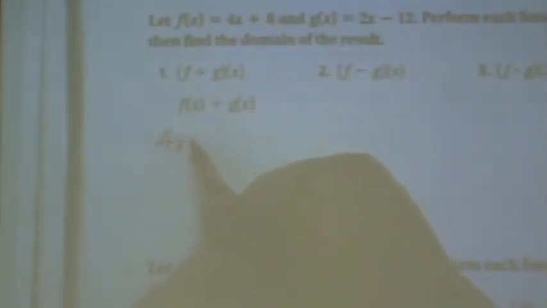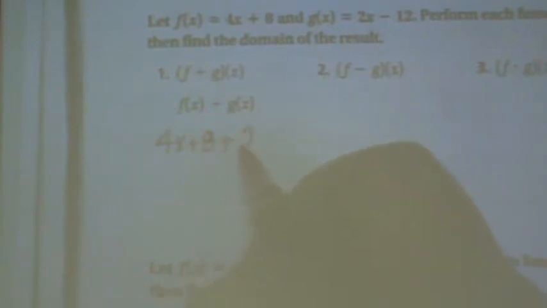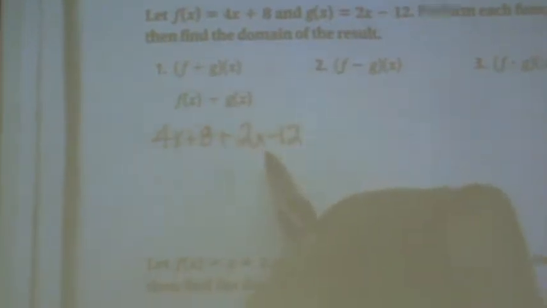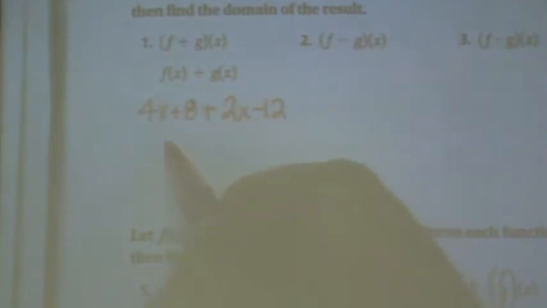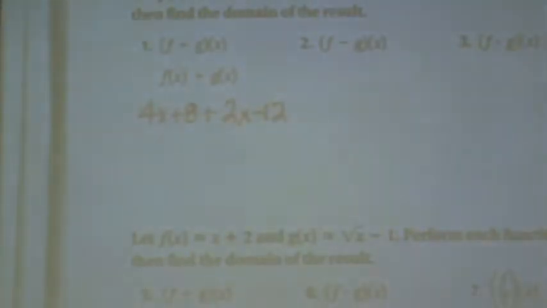You are asked to add two functions, f and g. The f function is 4x plus 8, and the g function is 2x minus 12. If you add these up, you should get 6x minus 4. And the domain is all real numbers.